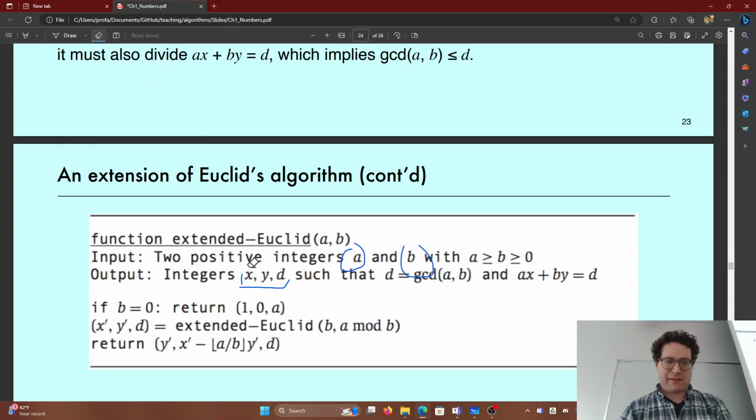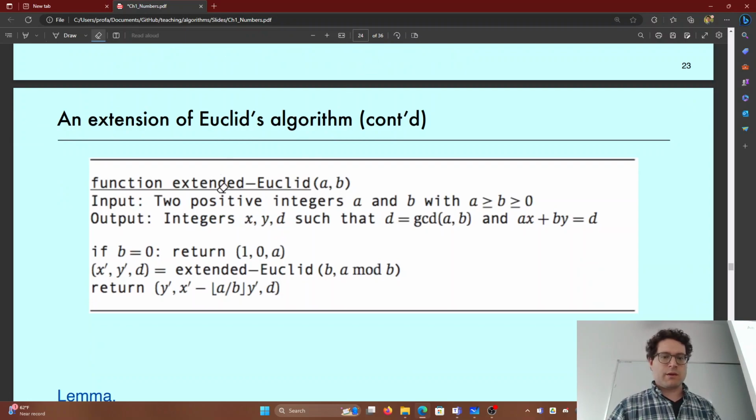But okay, how does this work? If b is equal to 0, we return 1, 0, a. Otherwise, we get back x, y, and d from a recursive call. And then we return y, x minus a divided by b, taking the floor of that, so integer division in other words, and d.